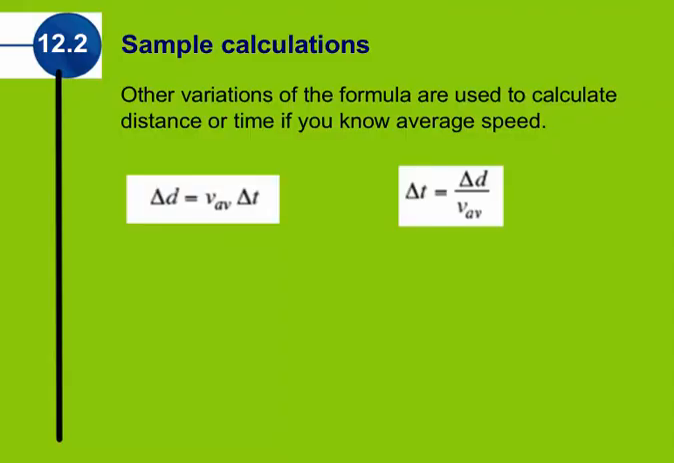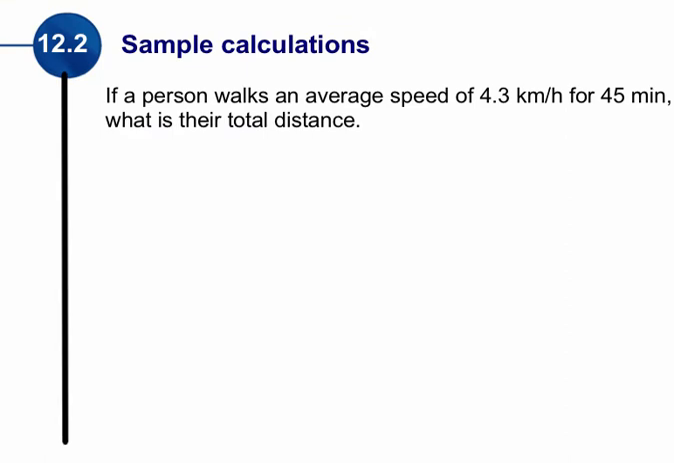Now, if you look at your formula sheet, you'll see there are other variations of the formula that we can use to find either the distance or the time if we're given the average speed. Such as this situation. A person walks at an average speed of 4.3 kilometers an hour for 45 minutes. Our question is, what is their total distance? Just like before, we write down our given pieces of information. We are told the average speed is 4.3 kilometers an hour. We are told their delta T, the time, is 45 minutes.